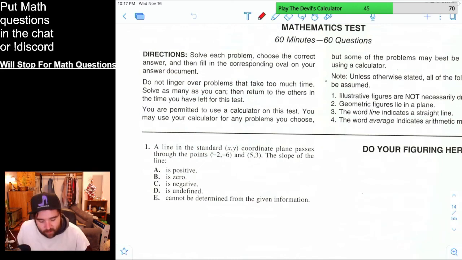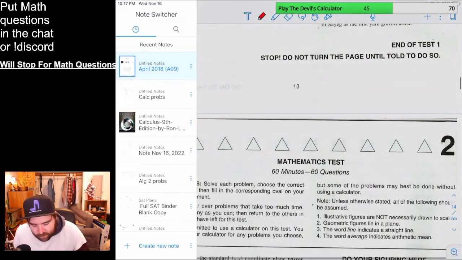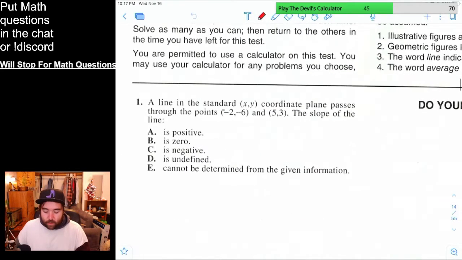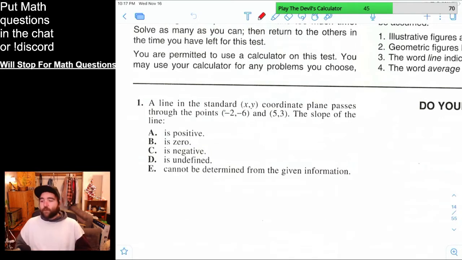So let's do the ACT. If you want to follow along, which ACT is this? The April 2018 A09 test. So let's just do it. We'll do the first 15 today, and we'll do this in 4 parts, I suppose.